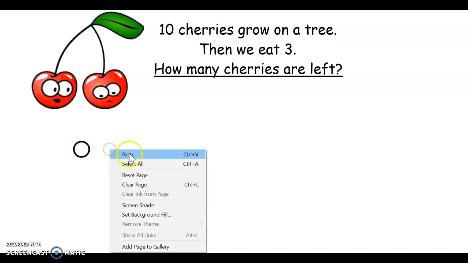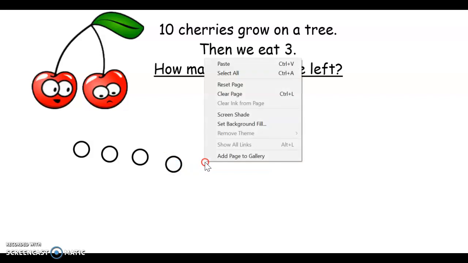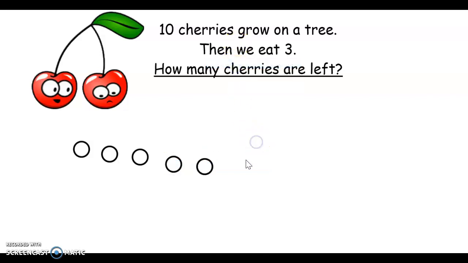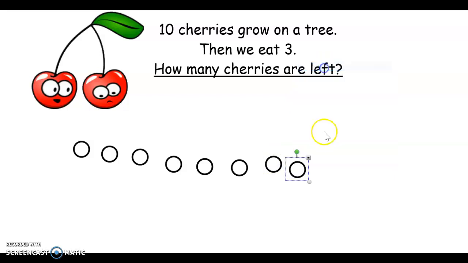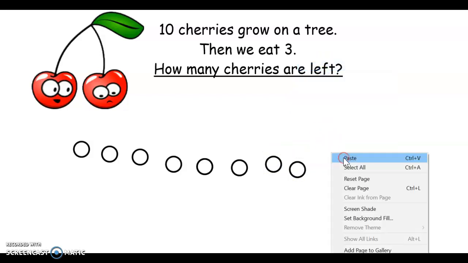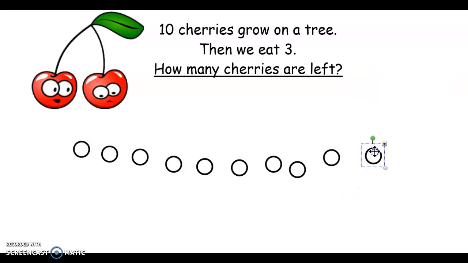So 1, 2, 3, 4, 5, 6, 7, 8, 9, 10. I wish there was an easier way to do that. Okay, so we have our 10 cherries. Now we're going to eat 3 of them. 1, 2, 3, break it apart. And we're eating them, crossing them off. There we go.